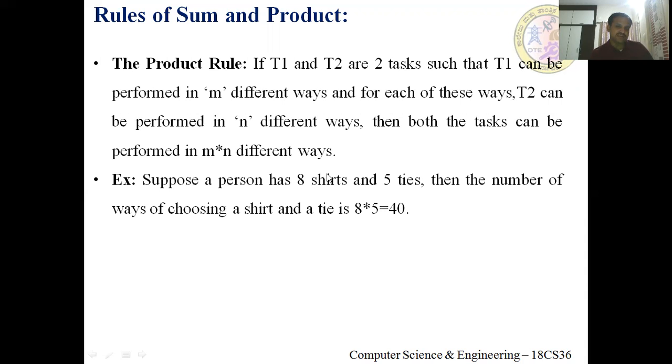because after wearing the shirt, compulsorily he has to wear the tie, because there is an 'and' here, the keyword 'and', and 'and' is always multiplication. This rule is called the rule of product. Here both are dependent. First he has to wear the shirt, then compulsorily he has to wear the tie. But in the previous rule of sum, both are independent events.